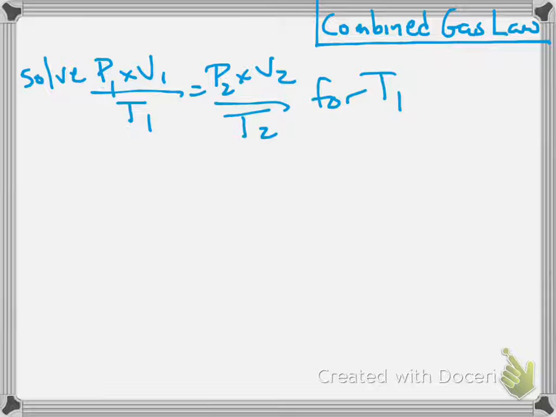And we can see here that what we're basically doing is combining all 3 gas laws. So you see, if we held the volume constant, we would have Gay-Lussac's law. If we held the pressure constant, we would have Charles' law. If we held the temperature constant, we would have Boyle's law. So the important part here is to be able to solve for a certain variable. So I'm going to walk you through this process.